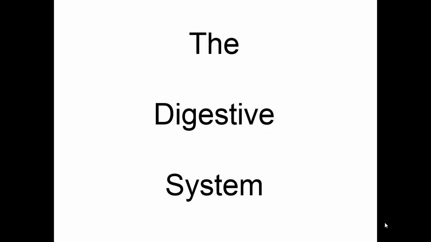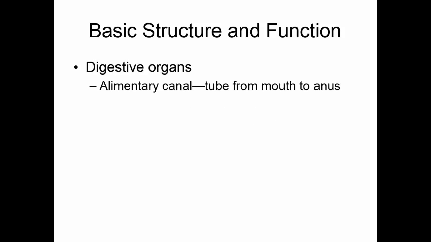The digestive system allows us to break down and use food materials for energy. There are basically two divisions of digestive organs. The alimentary canal is the tube from the mouth to the anus. There are four tissue layers to this tube. And then we have some adjacent organs that are called accessory organs. They assist with the process of digestion.